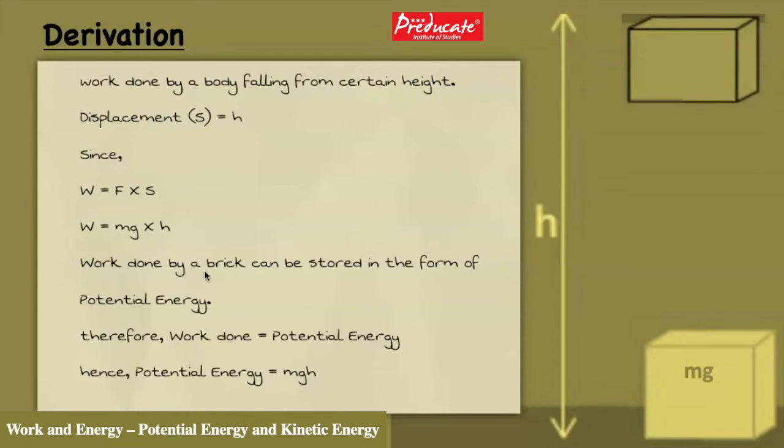Work done by a brick can be stored in the form of potential energy. Therefore, work done is equal to potential energy. From that, we have potential energy is equal to mgh.